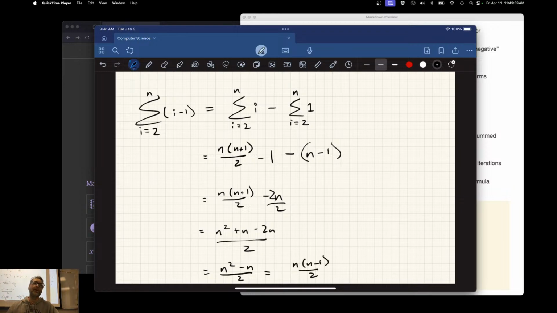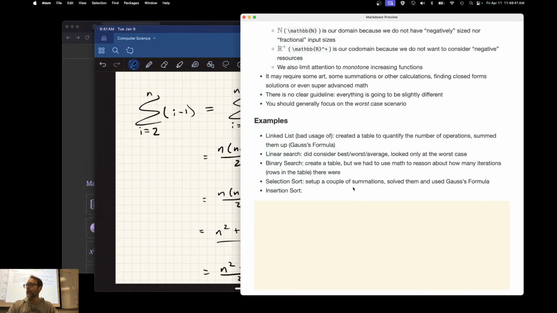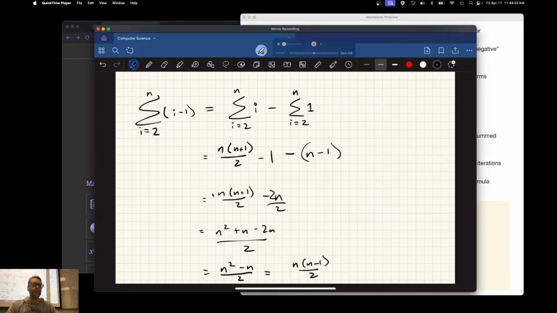Hopefully that's starting to look really familiar. Right? That's exactly what we got for selection sort. Right? I think so. Anyway, it's very, very similar to that. Right? Ultimately, it's going to be n squared.